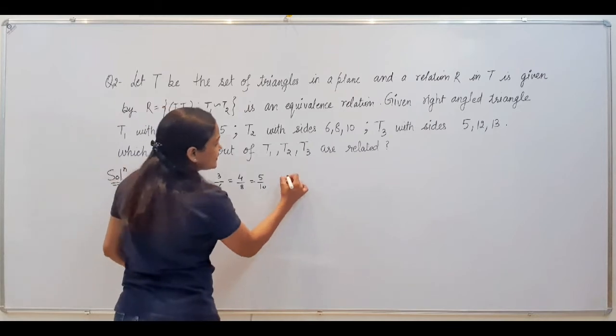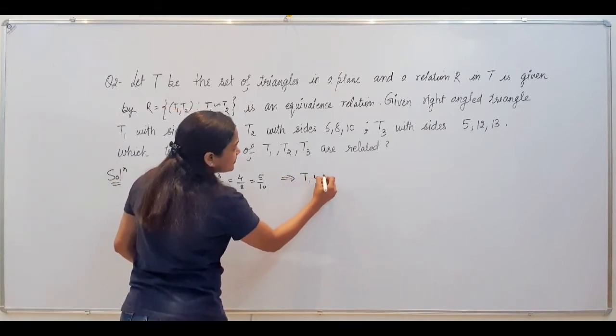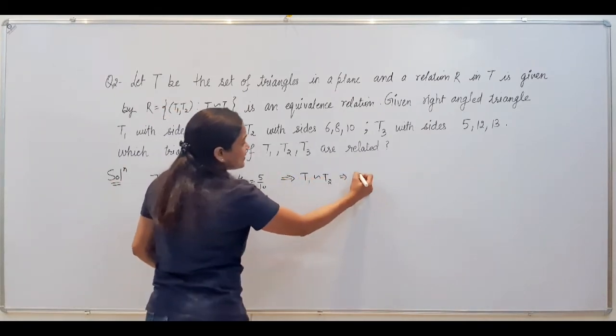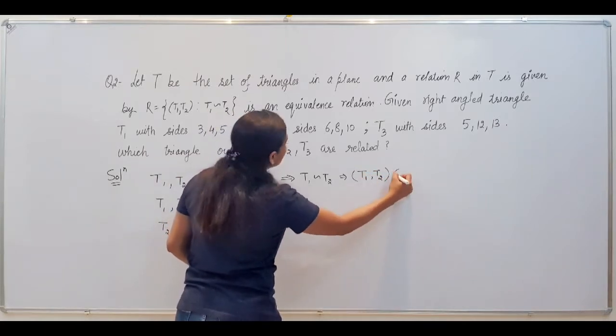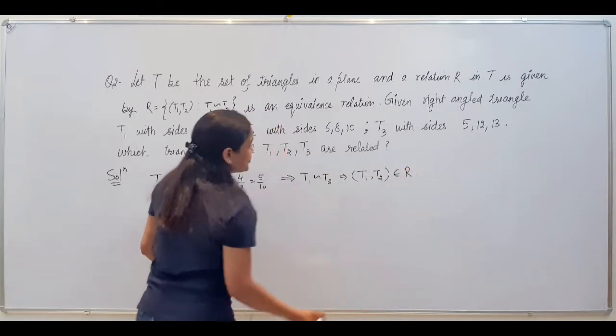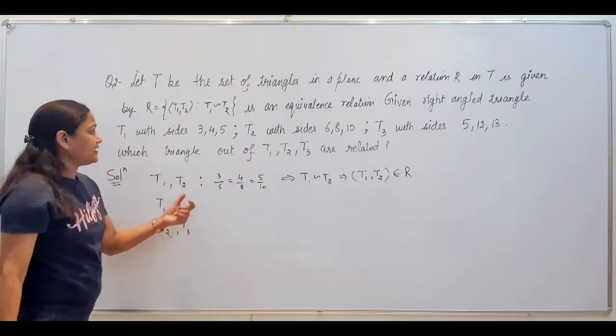That means your T1 is similar to T2. That implies T1 and T2 are related. So this belongs to this relation. Now check T1 and T3.